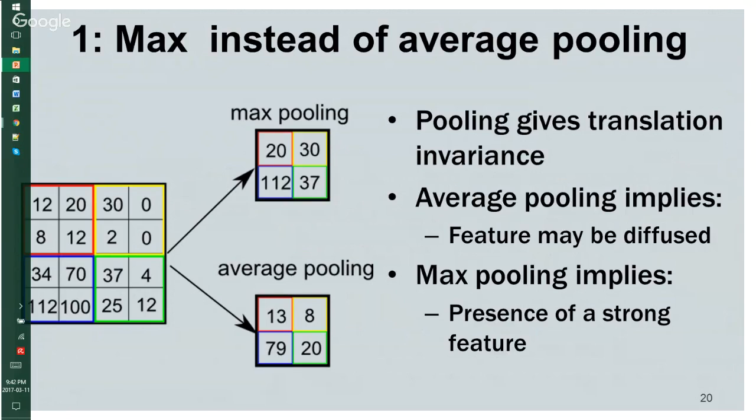And what average pooling would do is kind of blur the detection of that, compared to max, which will only find the strong presence of the feature because it will look at only the max in the area that it will pool over. So this pooling is giving translation invariance. The average pooling is diffusing the features to some extent. Max pooling is detecting strong presence of features.